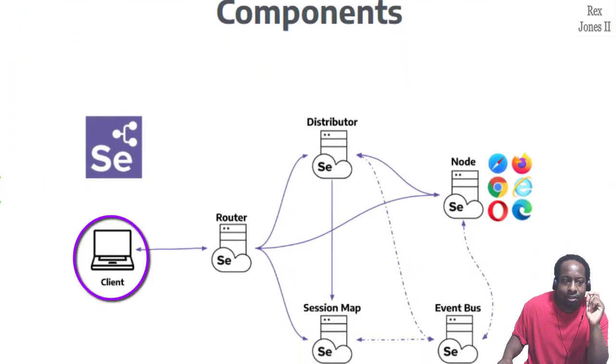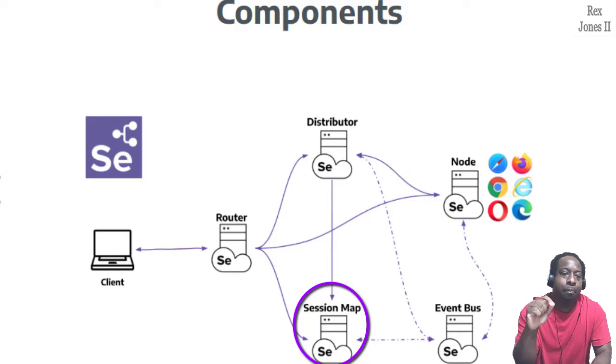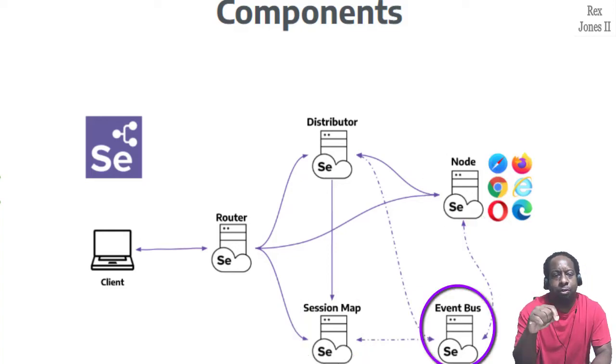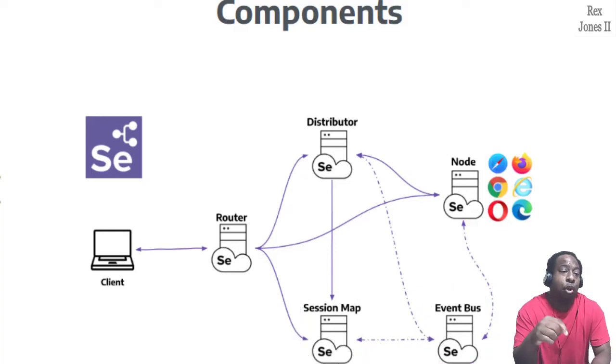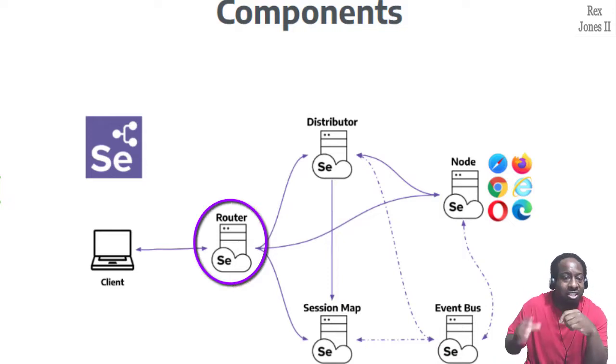We have a client, router, distributor, session map, node, and event. Also, GraphQL has been added as a new way to query and get data. I'm going to get straight to the point and discuss these components. The router's role is to listen for a session request.